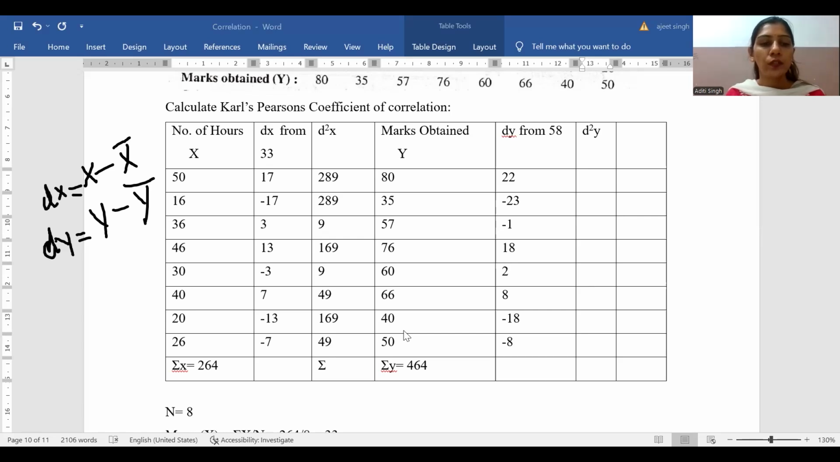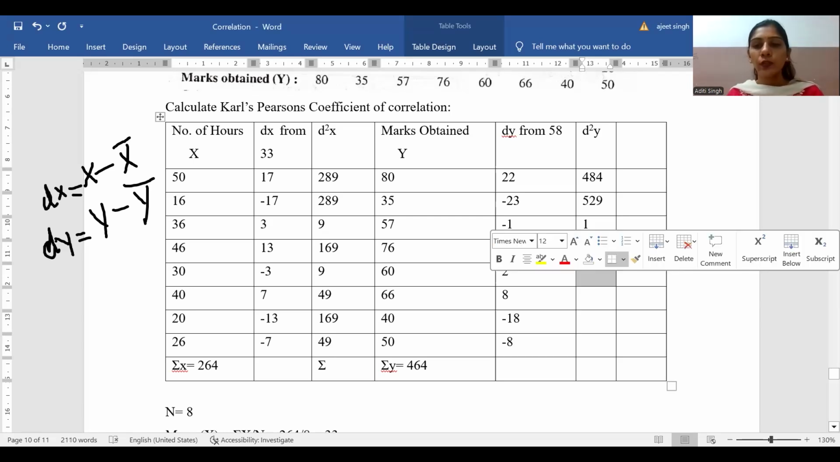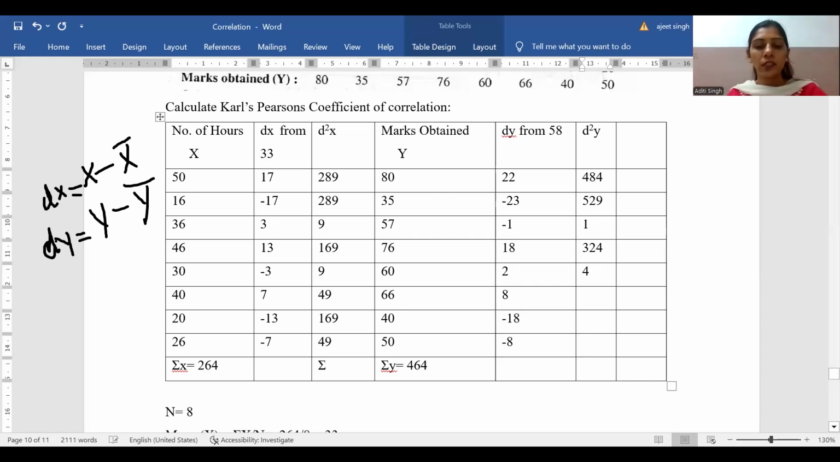22 into 22 is 484, and 23 into 23 is 529. 1 into 1 is 1. 18 into 18 is 324. 2 into 2 is 4. 8 into 8 is 64. 18 into 18 is again 324. 8 into 8 is 64.